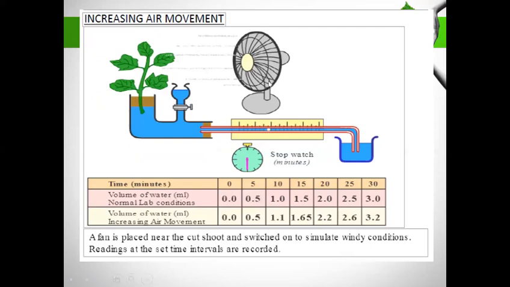Now see here the wind speed. If you increase the wind speed with the help of a fan, you will see that the plant loses more water. When the plant loses more water, this air bubble is going to move towards the plant and cover more distance, which means that wind speed is directly proportional to the rate of transpiration.